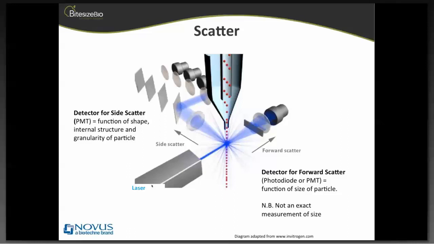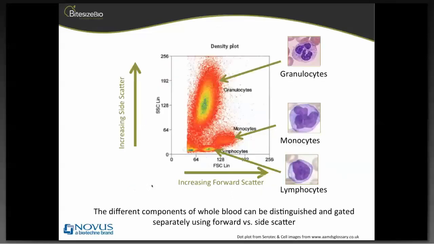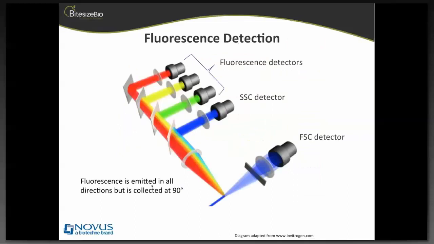Side scatter is the internal morphology, so that's light that's scattered from inside the cell, and we collect that at 90 degrees. We can look at the forward and side scatter together to distinguish cell populations. So we can look at lymphocytes, monocytes and granulocytes based on their differences in forward and side scatter. We also collect the fluorescence at 90 degrees along with the side scatter.